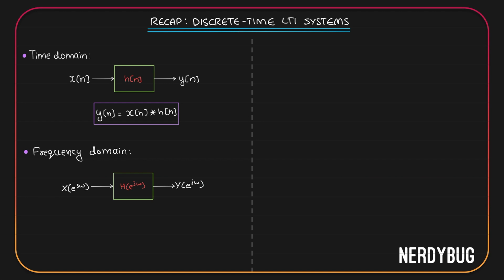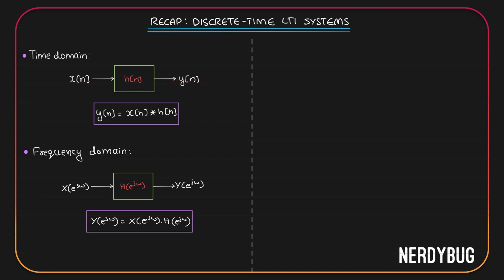In the frequency domain, if the input is X of e raised to j omega, output is Y of e raised to j omega, and H of e raised to j omega is the frequency response of the system, then Y of e raised to j omega is the product of X of e raised to j omega and H of e raised to j omega. Here X, Y, and H are the discrete time Fourier transforms of x of n, y of n, and h of n.